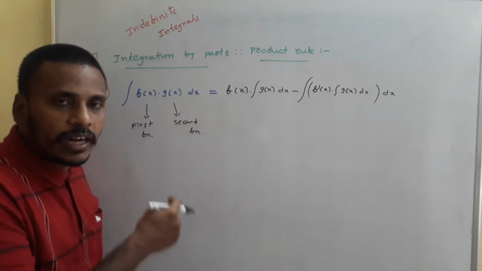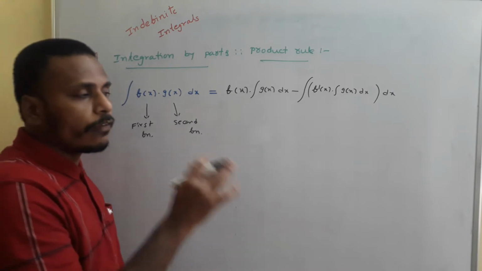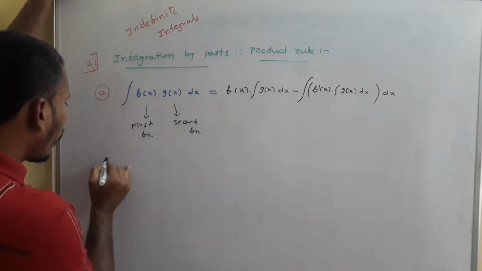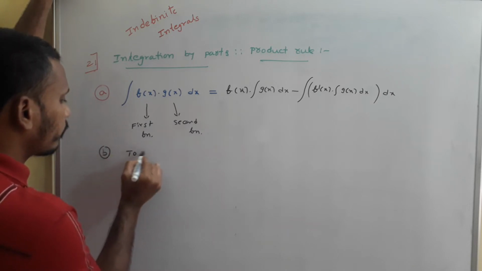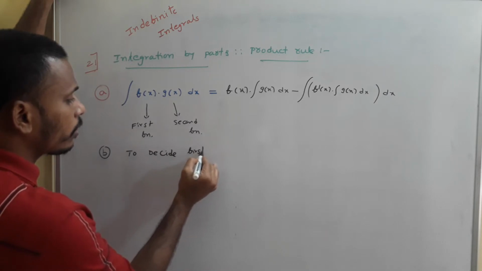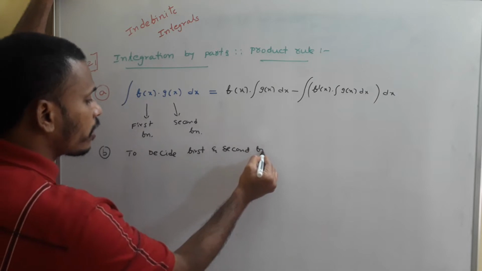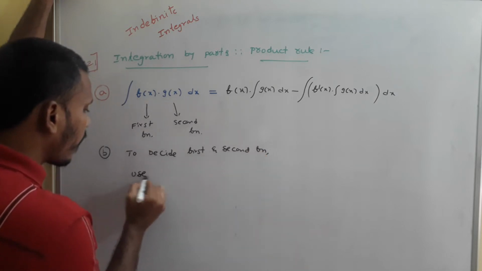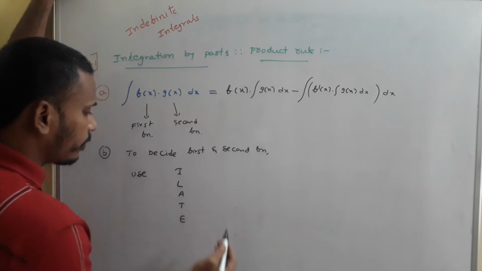We will try to break every problem with our knowledge. If some are not possible, we need to leave them. Okay, right. So what I am going to tell you next, point B, is how to decide the first function and second function. To decide the first function and second function, use ILATE. Okay, what is this? ILATE.